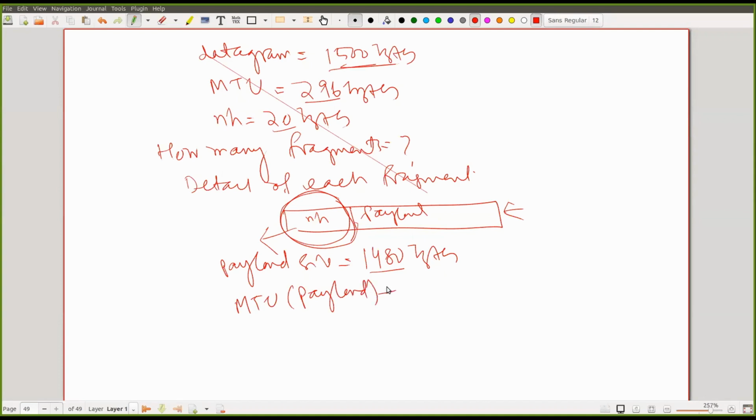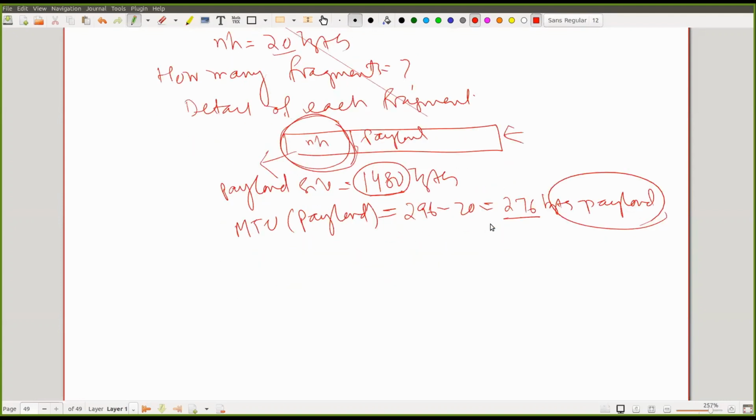So the maximum payload I can have inside the MTU means it is the payload plus the header. The header is 20 bytes, so I have to take it out. So each fragment can have a size of 2 to the power 76 bytes of payload. But how many bytes of payload do I have? 1480 bytes of payload. Based on that, I have to find out how many fragments.